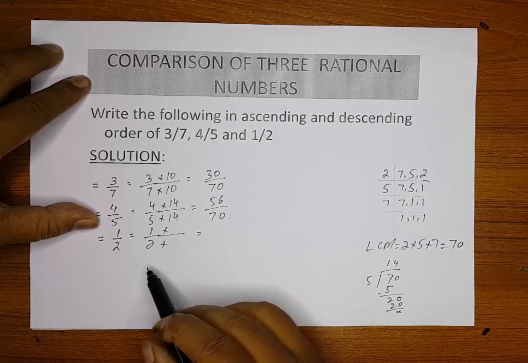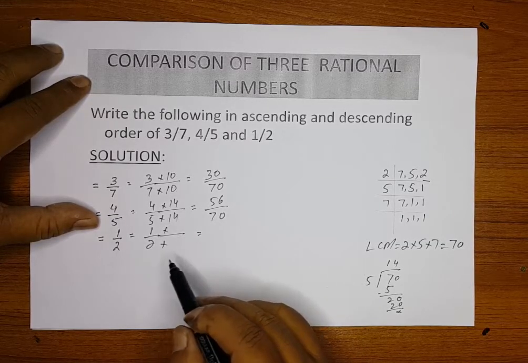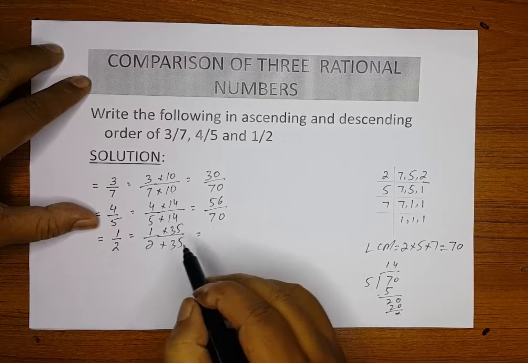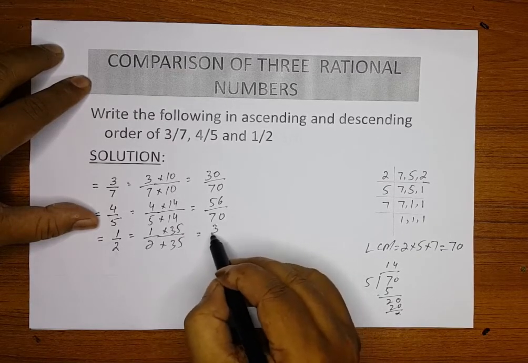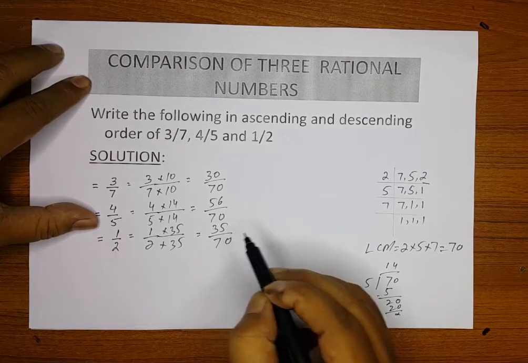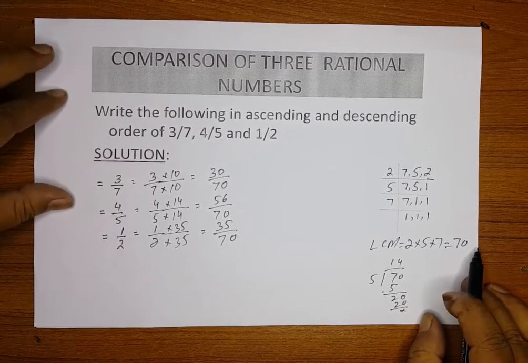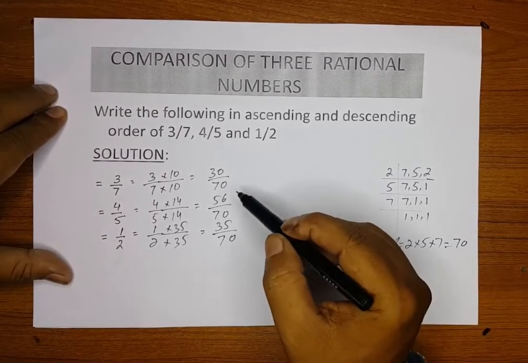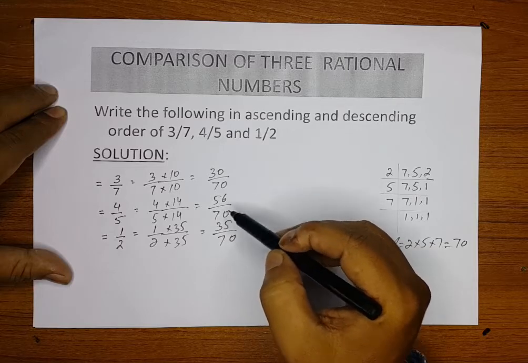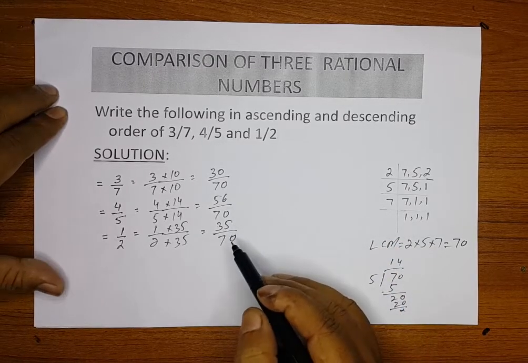Then we want to make 70. So if we multiply 35 both sides, then 35 ones are 35 and 35 twos are 70. So students, watch here. All our denominators are 70. 30 upon 70, 56 upon 70, 35 upon 70.